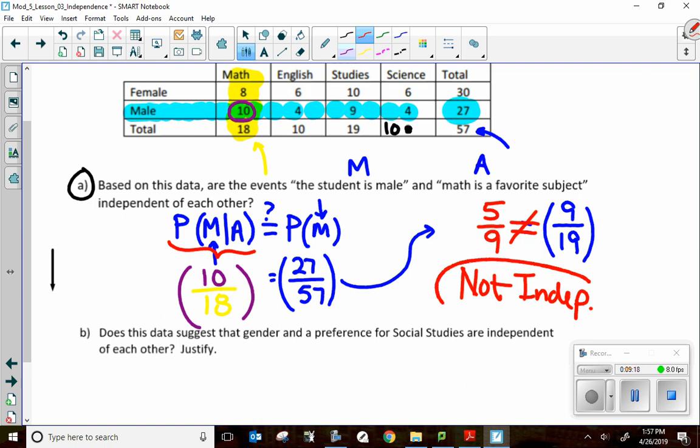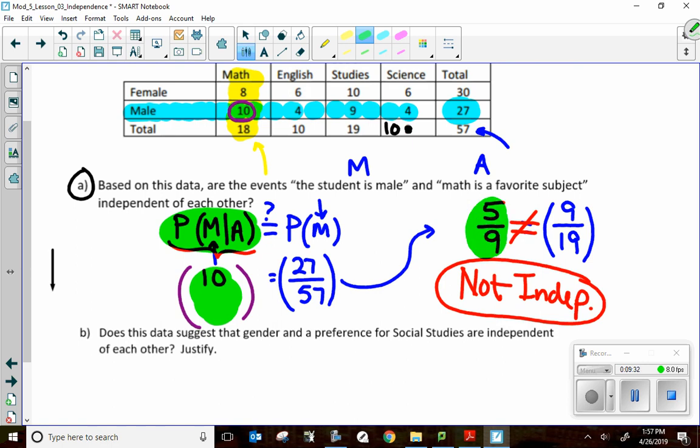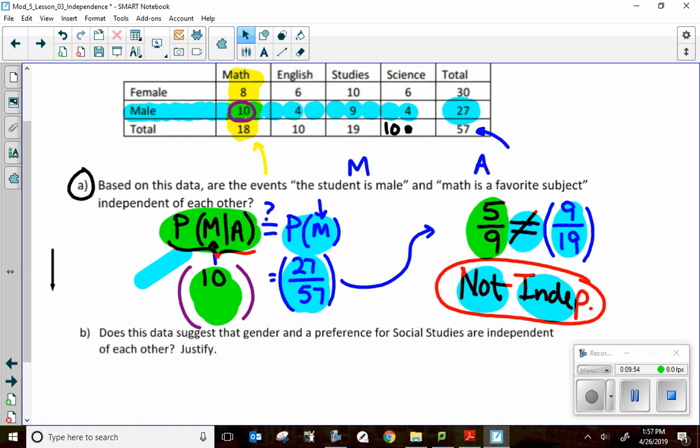And that's it. I'm just finding those two probabilities. Let me reiterate this one more time. I am finding the probability of given, which is 10 over 18, which reduces to 5 over 9. Then I am taking the probability of just the males, because that's the first one. 27 over 57 reduces to 9 over 19. They are not equal, so they are not independent. If they would have been equal, they would have been independent. Not too bad. Let's take a look at the second one, which is B.